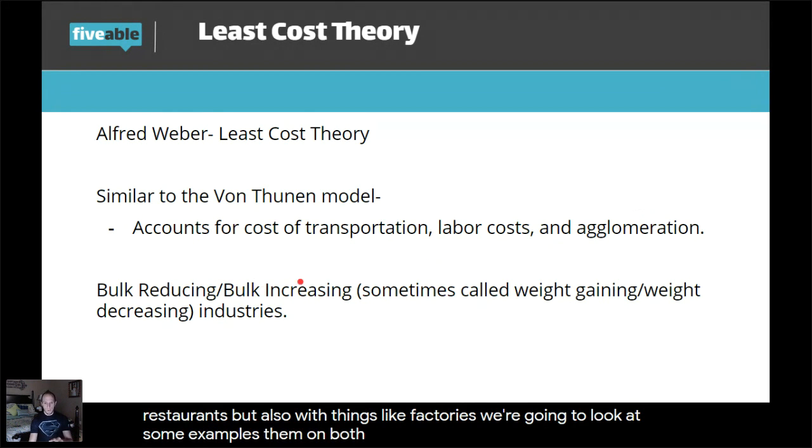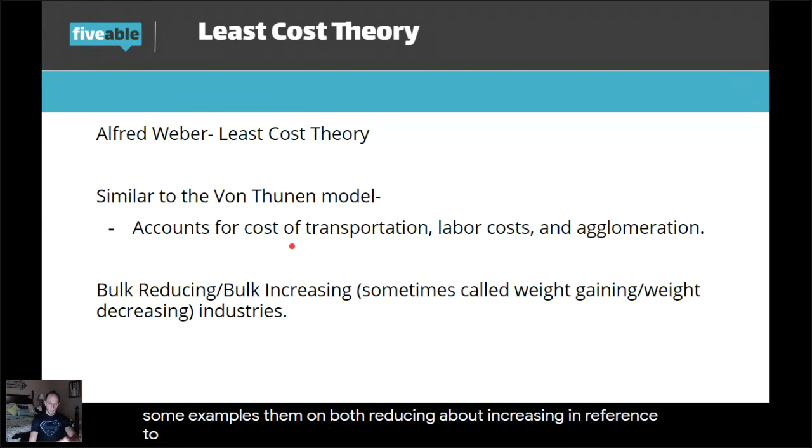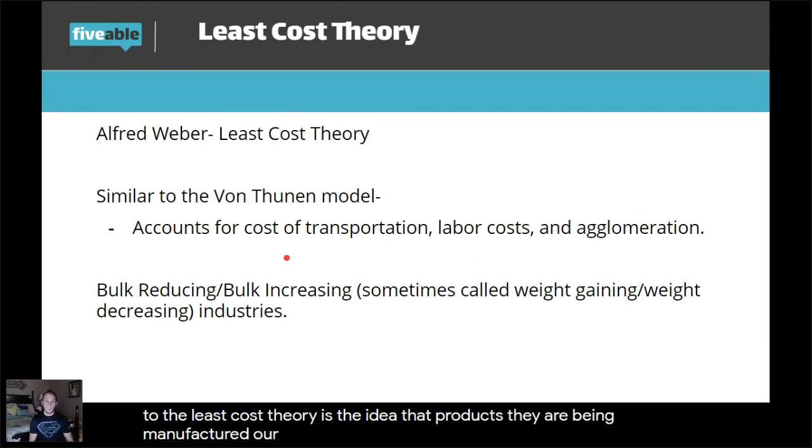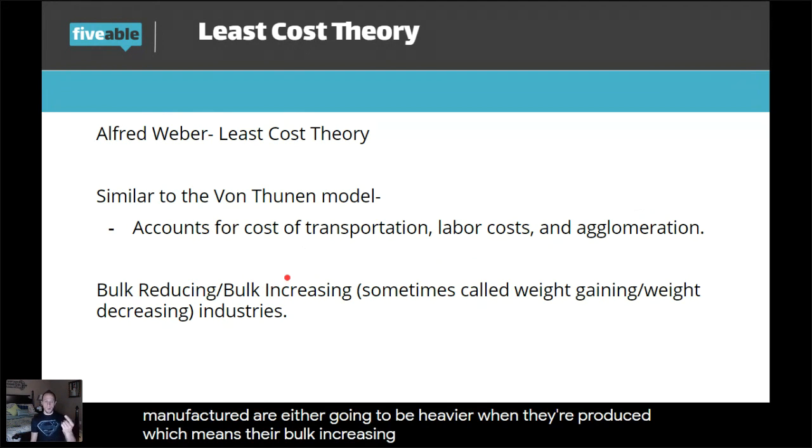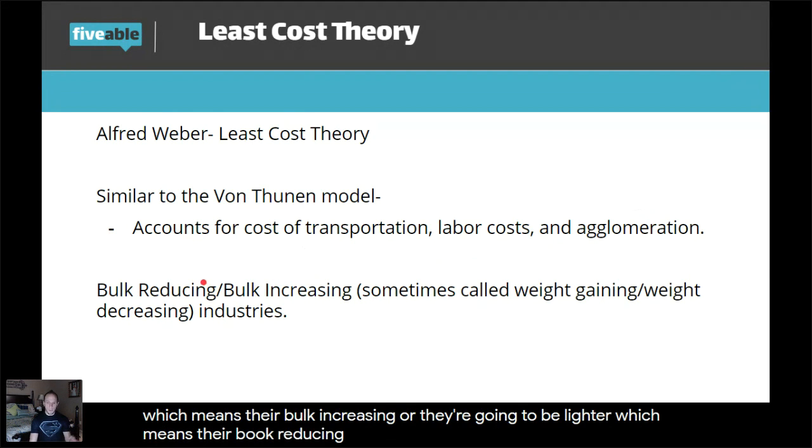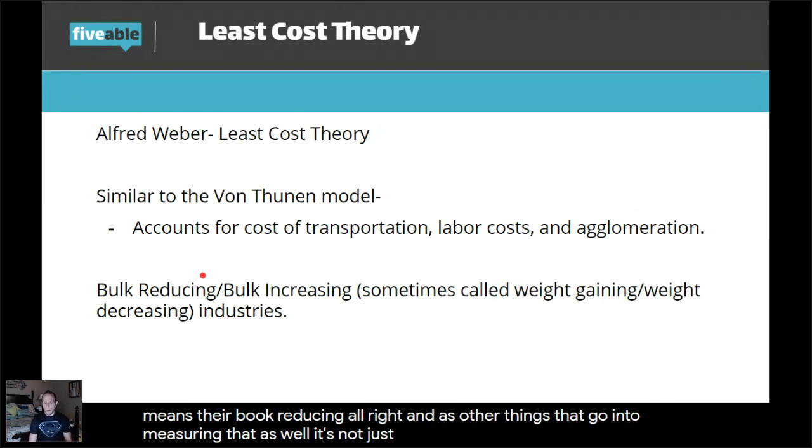Bulk reducing and bulk increasing, in reference to the least cost theory, is the idea that products that are being manufactured are either going to be heavier when they're produced, which means they're bulk increasing, or they're going to be lighter, which means they're bulk reducing. And there are other things that go into measuring that as well. It's not just weight, but it's also how much it costs to transport something.